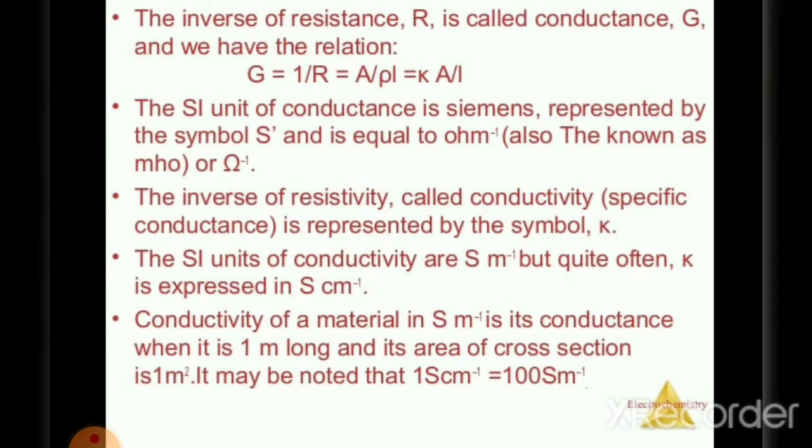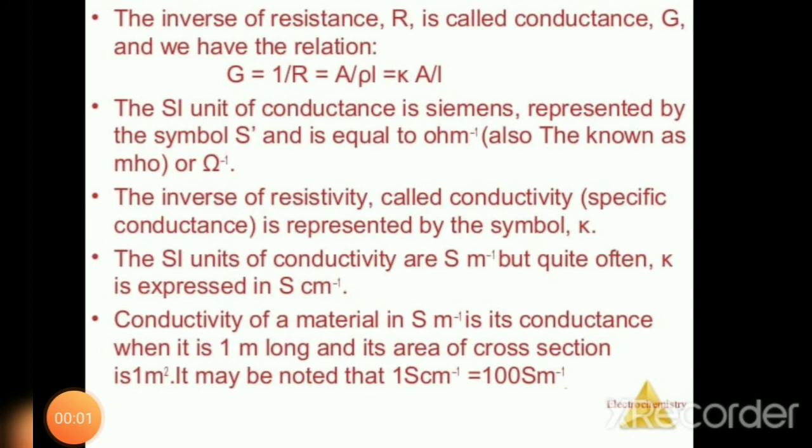Rho is resistivity. The inverse of resistivity is conductivity. So 1 by rho is taken as kappa, which is conductivity. So the equation becomes G is equal to kappa into A by L. G is the conductance and kappa is the conductivity.